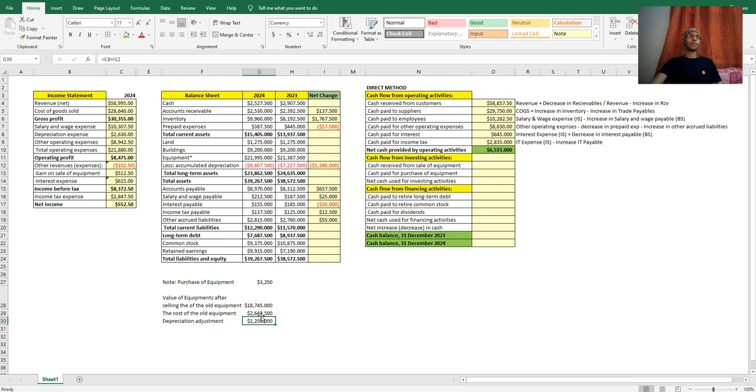So this is basically the depreciation adjustment. This depreciation adjustment is basically on this equipment only. So therefore the net cost of sold equipment, or the old equipment, this is equal to 2642 minus 1250. 1392.50. And there is a gain in the sale, right? So cost plus gain is equal to sale price.